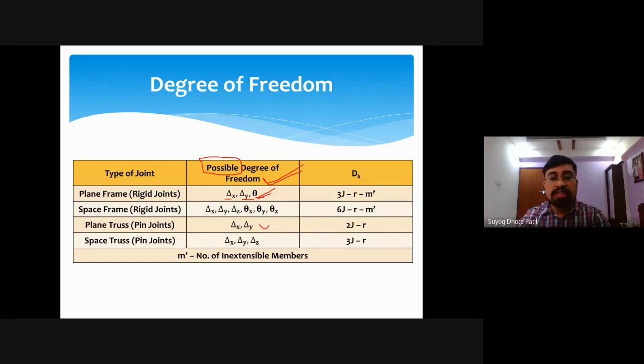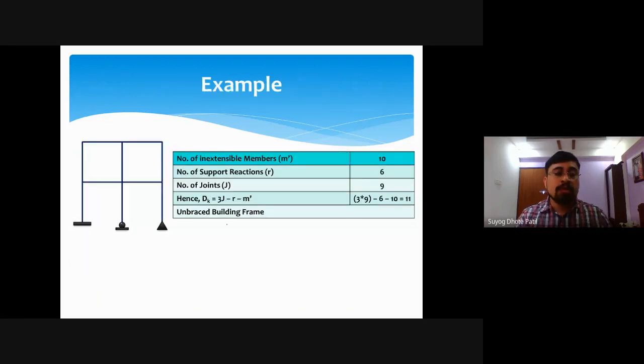We will discuss it with the use of this example. In this plane frame example, this joint is fixed, this is a roller, and this is a hinge. At the roller support we have a vertical reaction and a horizontal reaction, meaning this is fixed, this is fixed, this is fixed. So it is purely fixed, but in these two cases it is only partially fixed.